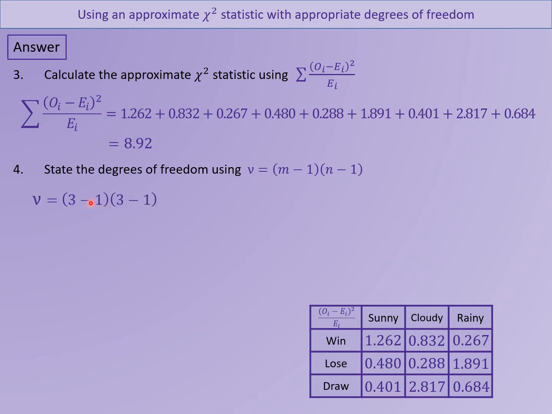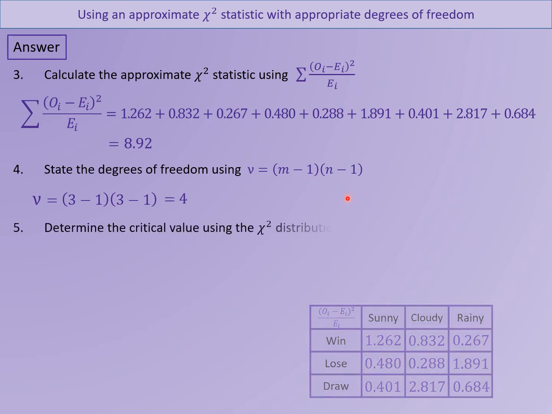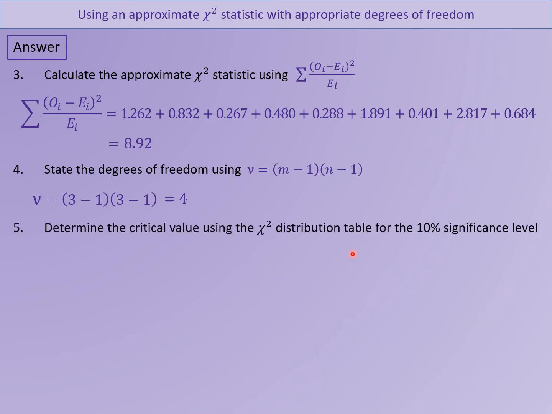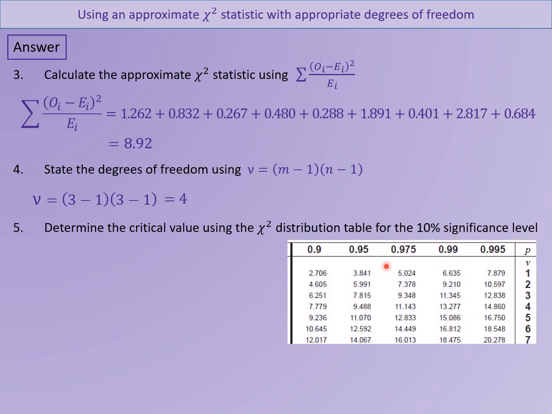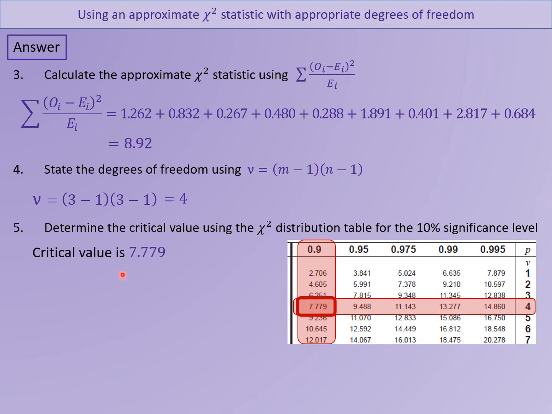So there we go, we've got 3 rows, 3 columns, so 3 minus 1 is 2, 3 minus 1 is 2, 2 times 2 is 4. We can get our table from our formula books, and we're looking for a 10% significance level, because that's what the question stated. Once we find that, we can get 10%, which of course is 90% on here, or 0.9. We can find the degrees of freedom value of 4, and there we go, we have a critical value of 7.779. So I'll just make a note of that critical value, 7.779.